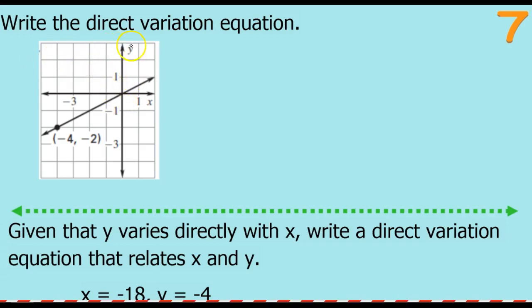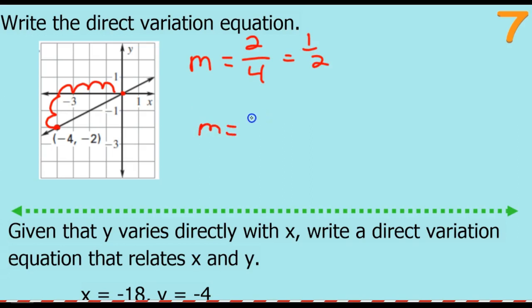Here it says write the direct variation equation. So what we got to do is we got to find our slope. So we're looking for m. We got to find our rise over our run. It's going positive. I'm going to go from this point to our 0 because we know it goes through 0. I'm going to go up 1, 2. So my rise is 2. My run is 1, 2, 3, 4. 2 over 4. And that can be simplified to 1/2.